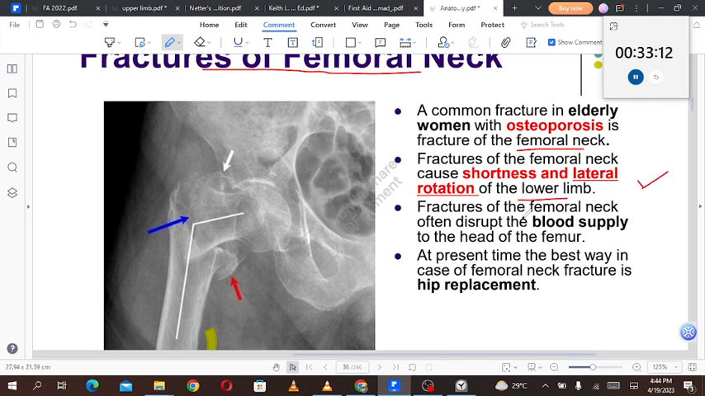Fractures of the femoral neck often disrupt the blood supply of the head of femur. At the present time, the best way in the case of femoral neck fracture is the hip replacement. We do the hip replacement therapy for the fracture of the femoral neck.